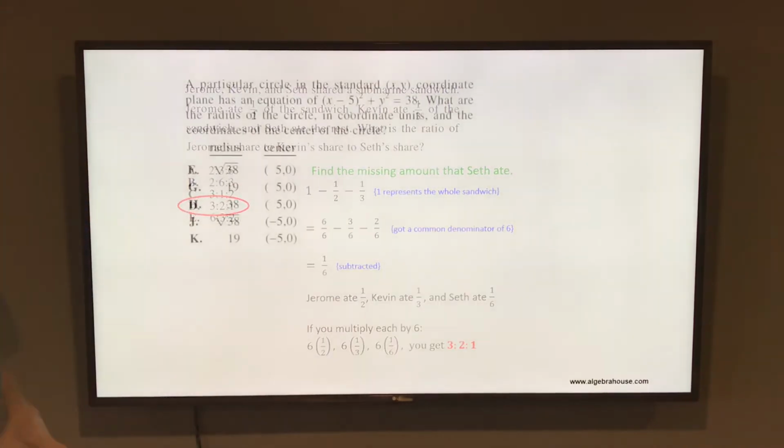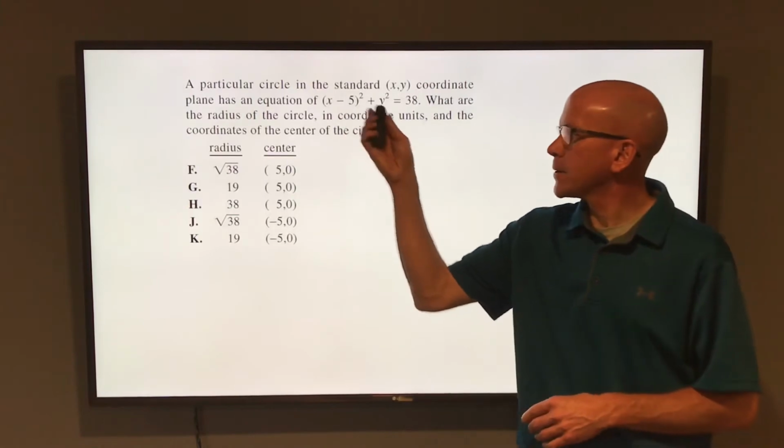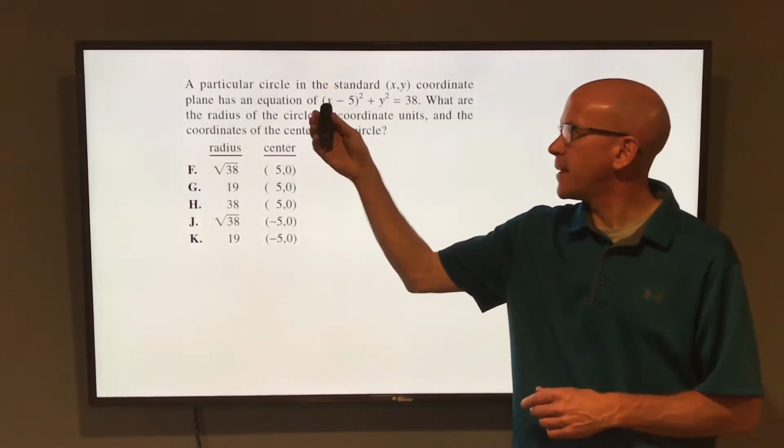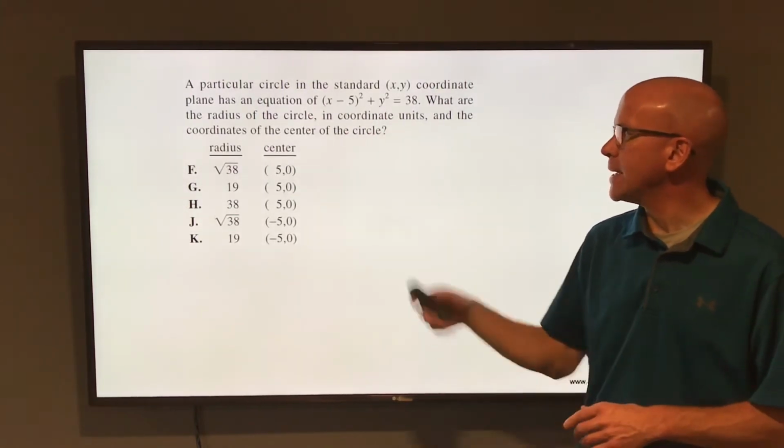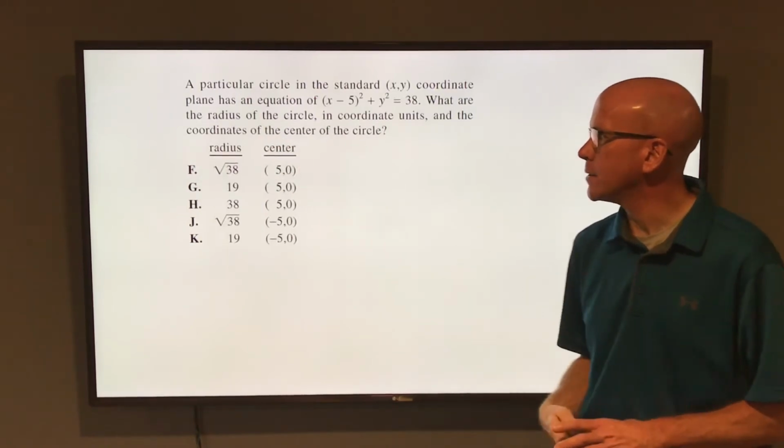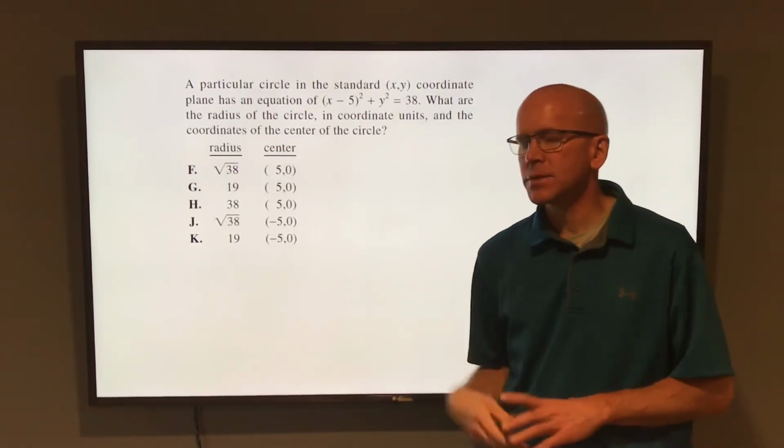Letter D. A particular circle in the standard xy coordinate plane has an equation of the quantity x minus 5 squared plus y squared equals 38. What are the radius of the circle in coordinate units and the coordinates of the center of the circle?